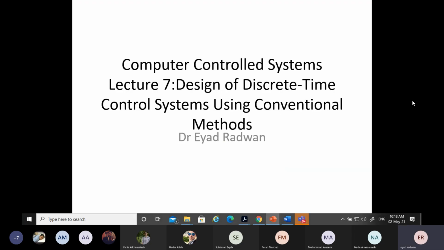Here we will start the design of the discrete control system using the conventional methods, like root locus and so on. But before we start the design process, let's understand how we are going to plot the root locus, and understand the relationship between a system that we are familiar with in the S-plane and a system in the Z-plane.